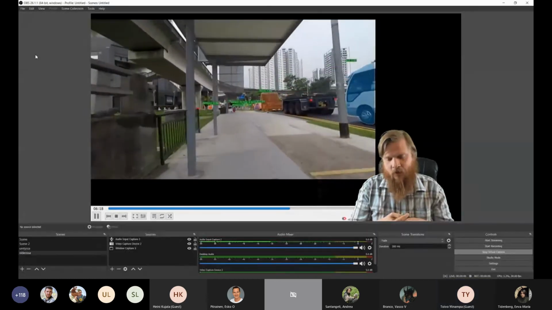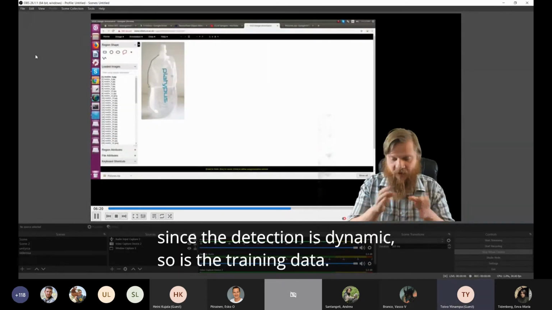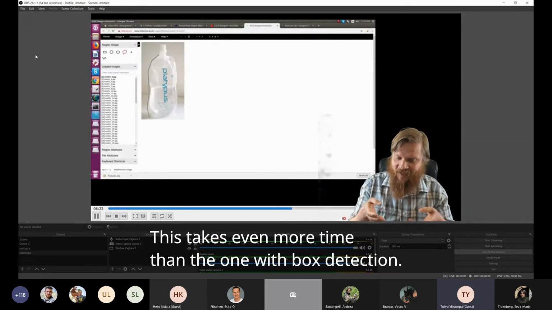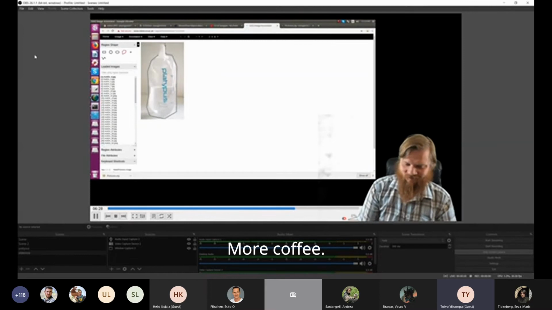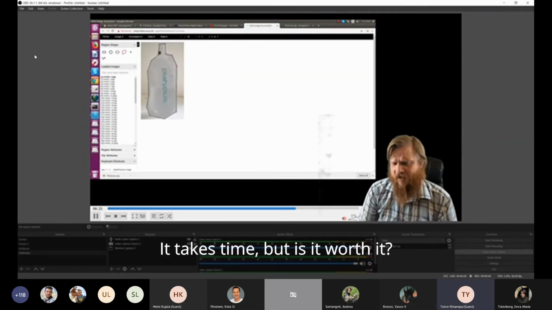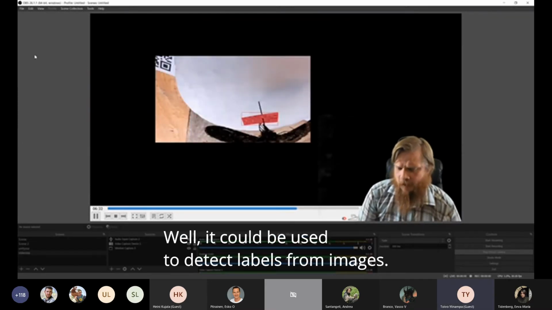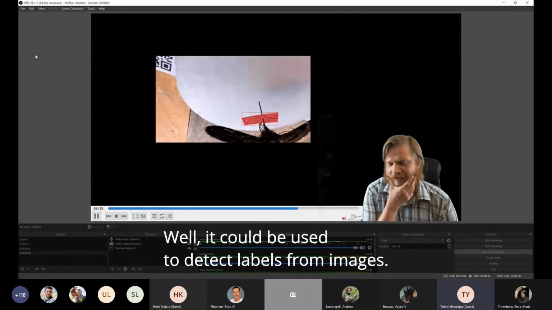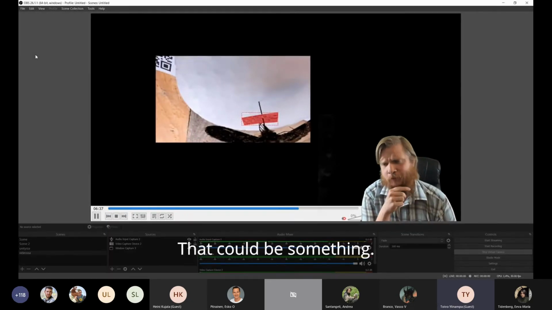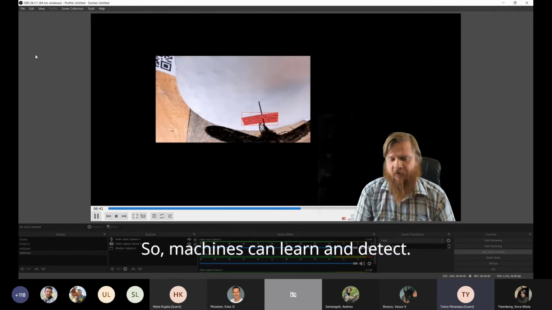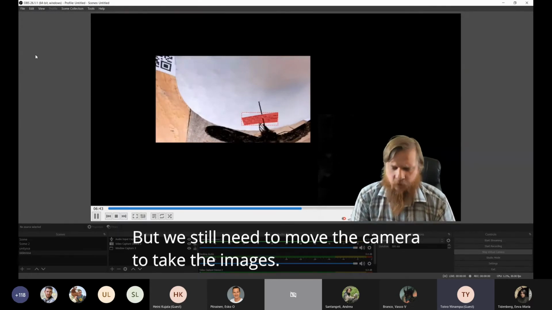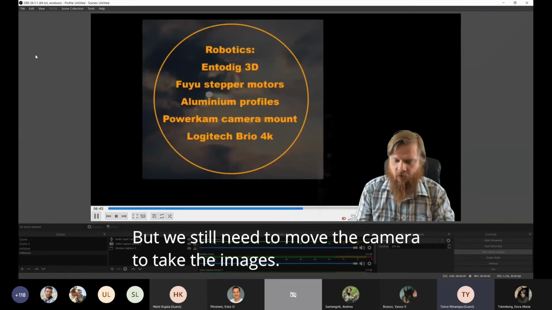Well, since the detection is dynamic, so is the training data. This takes even more time than the one with box detection. More coffee. It takes time, but is it worth it? Well, it could be used to detect labels from images. That could be something.